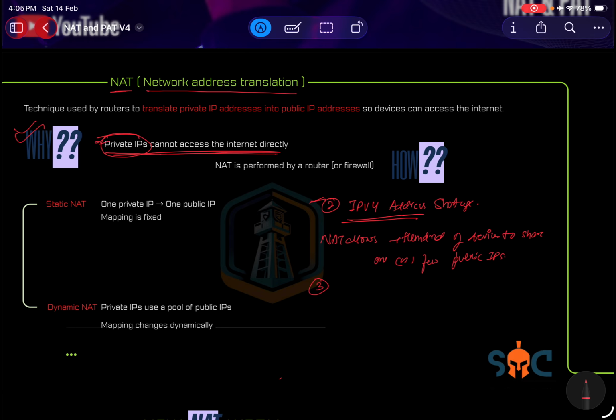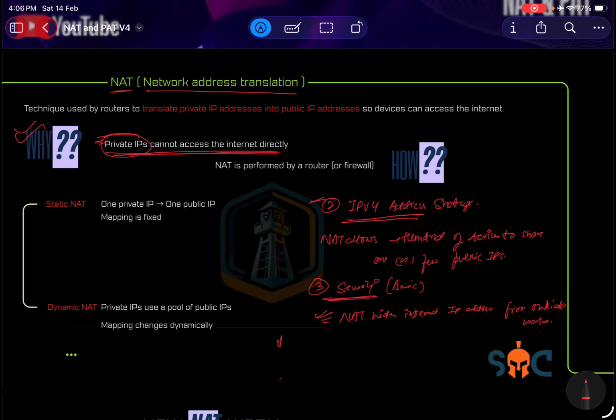Third, we can consider it in terms of security. This is just basic. So NAT hides internal IP addresses from the outside world. Okay, so because of this, an attacker won't be able to see your internal IP addresses. Instead, he will only see the public IP and not your internal structure.